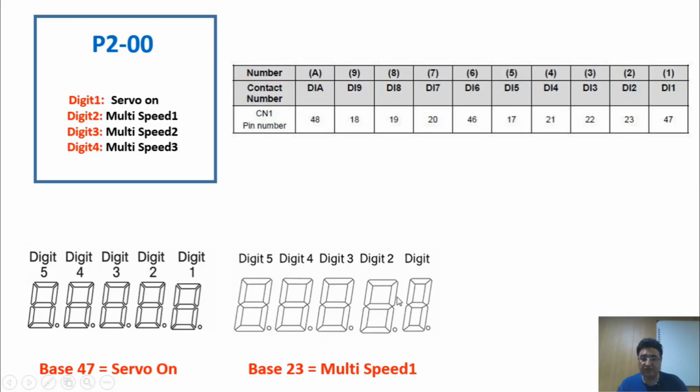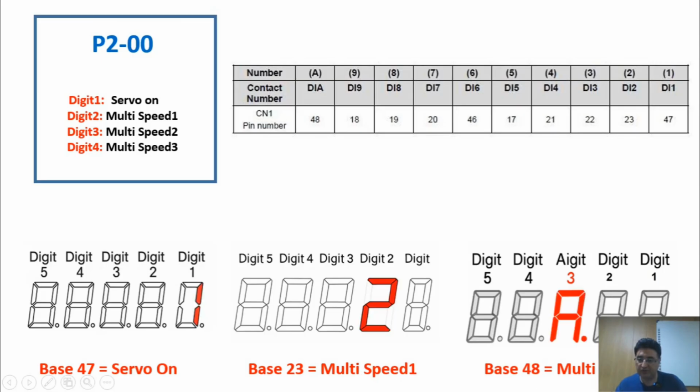Now, in this subsequent example, we've set the second digit of parameter P220 to 2. The second digit is designated for multi-speed 1, and 2, according to the table, corresponds to terminal 23. So we've assigned input 23 of our servon to multi-speed 1.